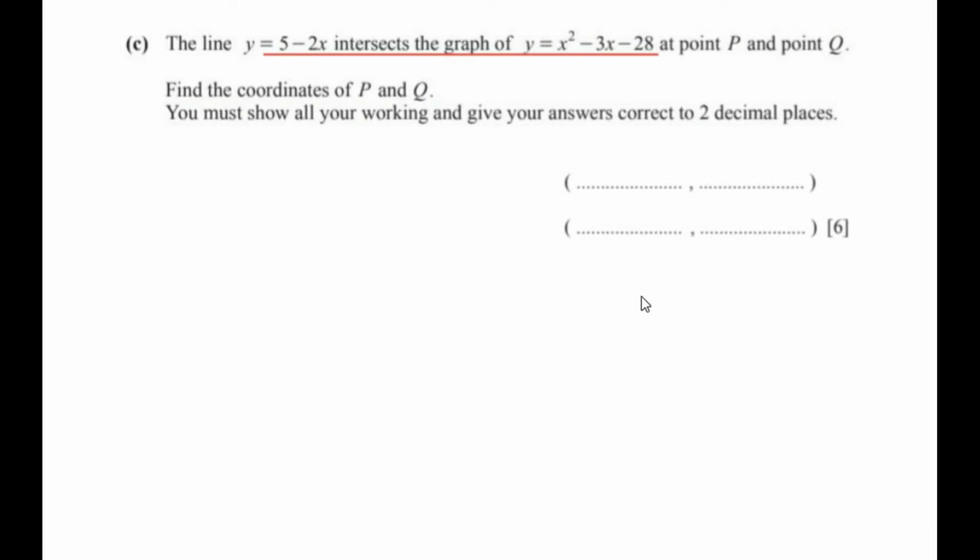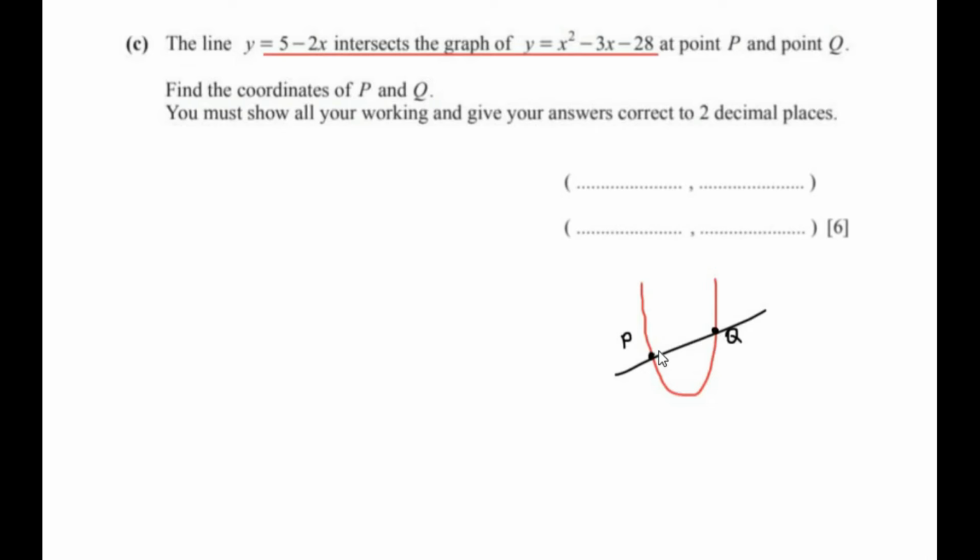So for example, if our curve is represented this way, that is x square minus 3x minus 28, let's say that y is equal to 5 minus 2x, that is this line, intersects, means cuts this curve at points P and Q. For example, in this manner. We need to find out what are the coordinates of these 2 points.